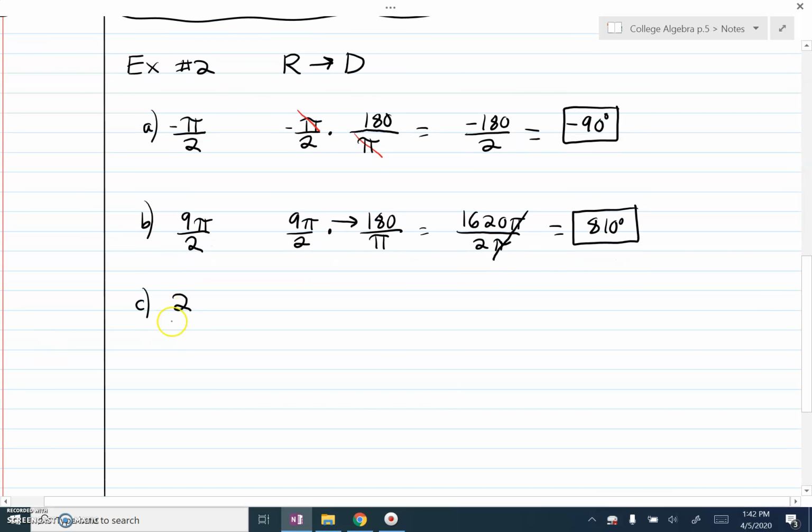Okay, go ahead and try the last one. It's a little bit different just because there's no pi's involved, so pi's will not cancel out. But you still do the same process. Still multiply by the same conversion factor. Your answer is just going to be a decimal in this one. So give it a shot. I'll give you 5 seconds again, and then I'll show you the answer.